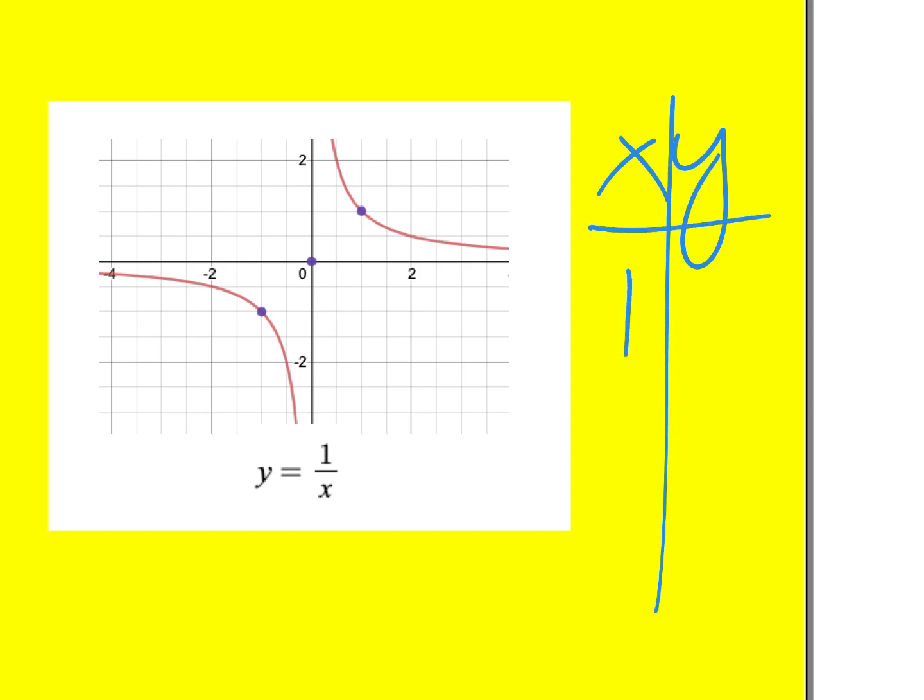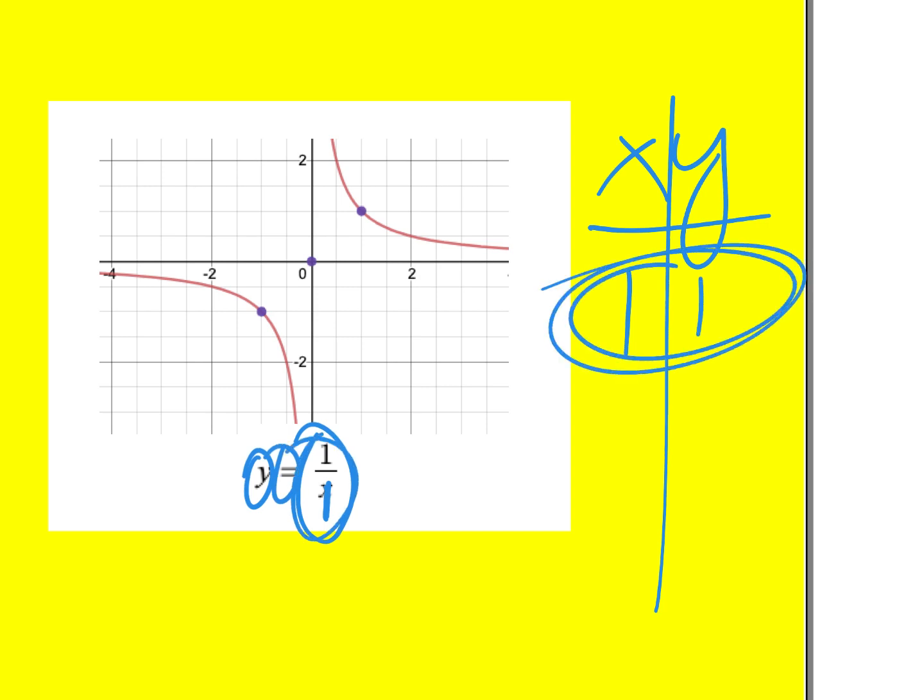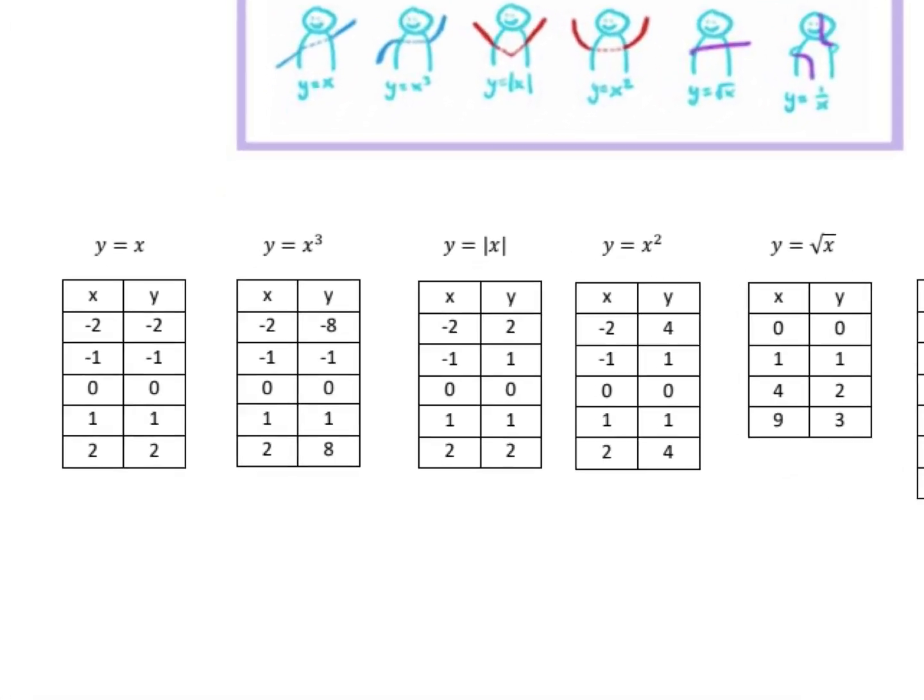If I stick a 1 into this function, watch what happens. 1 over 1, y equals 1. 1, 1. All right, so knowing how to put numbers into a chart, really, really good. All right, going on to this one.